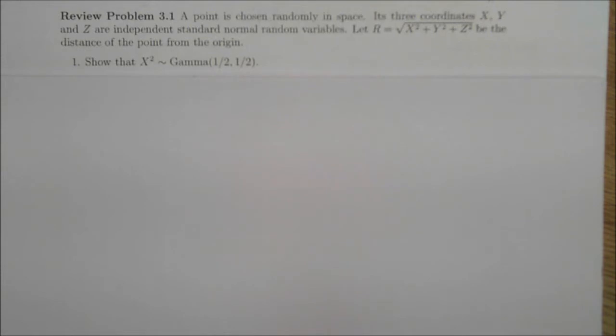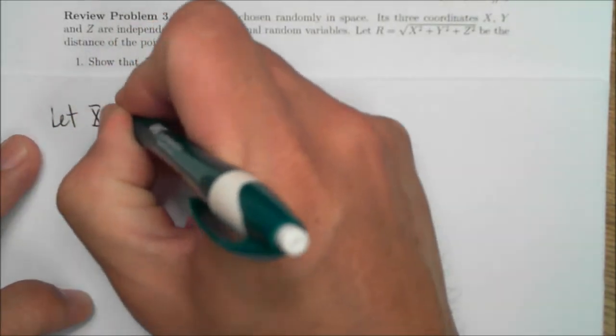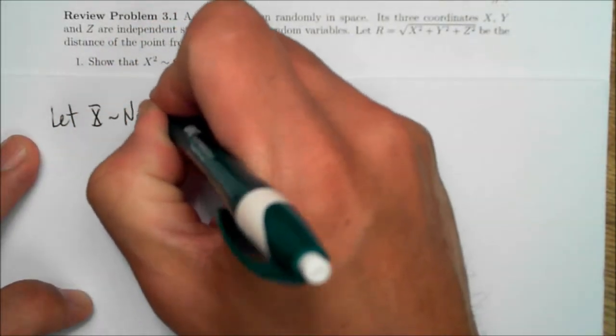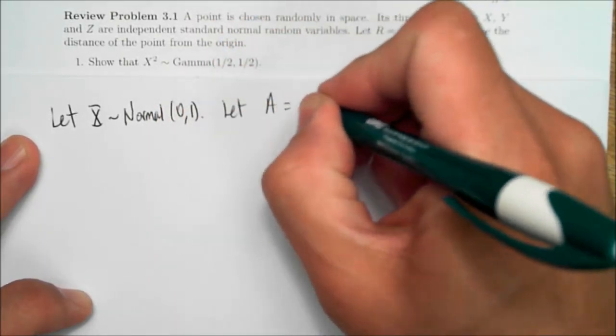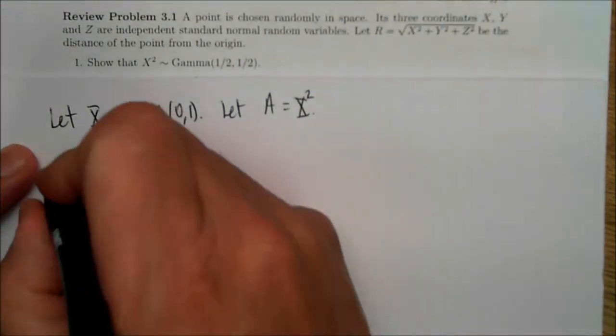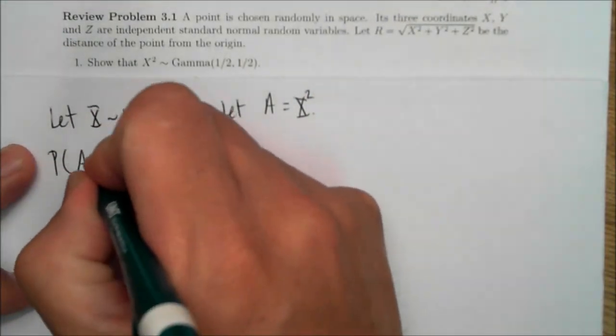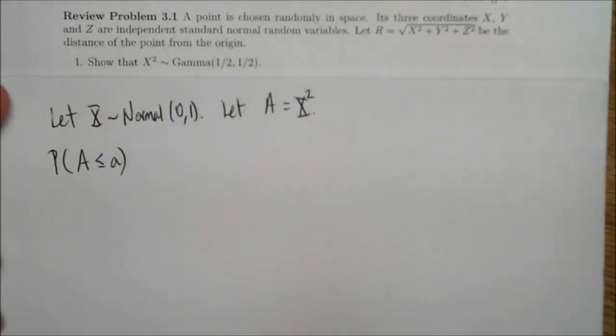Number one, let's show that x squared has the gamma distribution with parameters 1/2 and 1/2. We actually did this one in class, but let's do it again. So let x be normally distributed and have the standard normal distribution between 0 and 1. And let's also let A be equal to x squared, just to call it something. Okay, so let's find the probability that capital A is less than or equal to a. This is a transformation, x squared, of the normal random variable x.